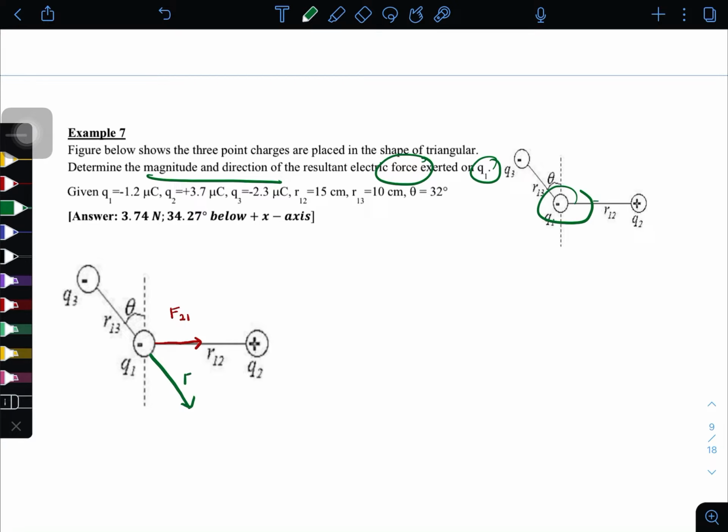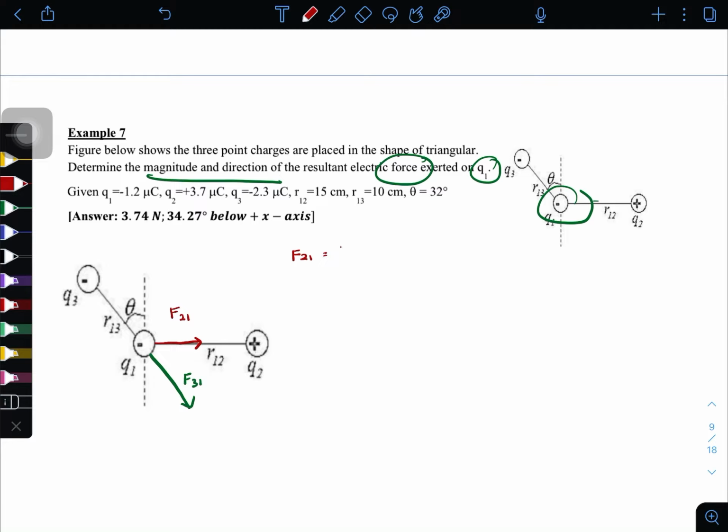So F3 on 1. If you look here, you tahu you akan perlu resolve sebab ini berada di positive X dan negative Y. So dia bukan berada di komponen yang sama, disebabkan itu kita kena resolve. Okay, this is like the example 4 that I gave you.